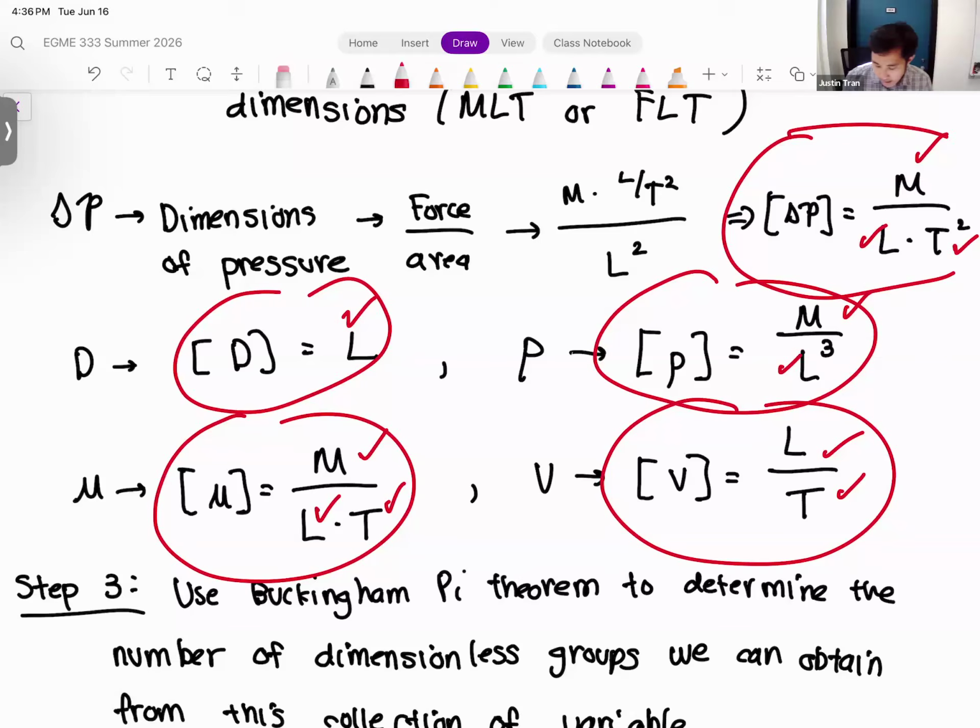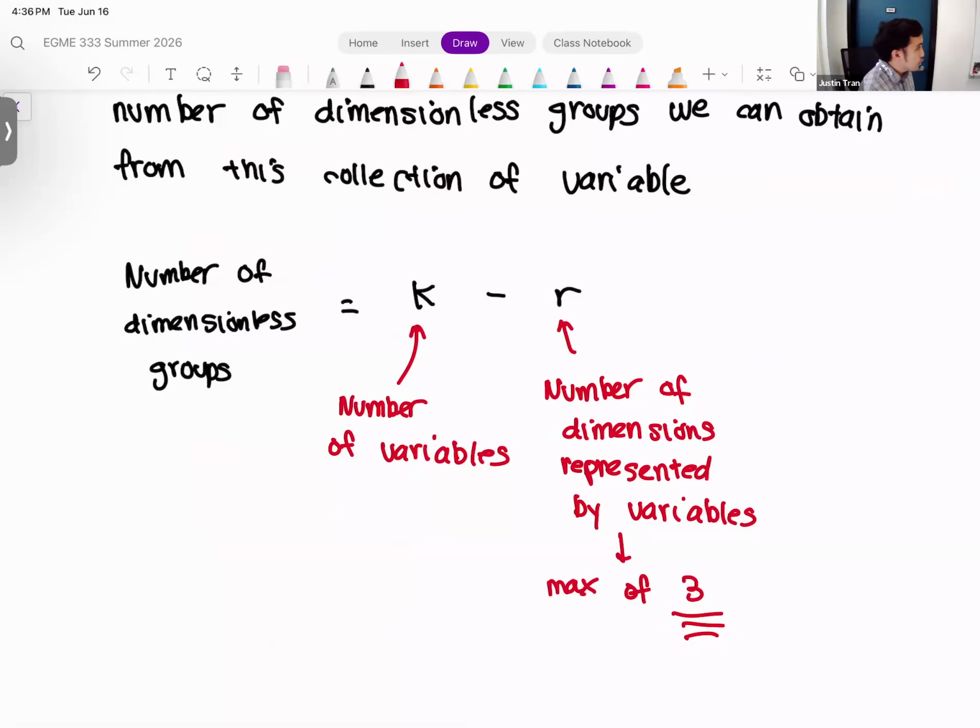And so our R here is going to be 3. And so if we do the math for our example here, we have 5 variables in total, 3 dimensions that are represented. And so the number of dimensionless groups that we're going to have is 2. All right, so very simple. So Buckingham pi, it sounds fancy, sounds British because I think the guy who came up with this was British, but it's really you're just taking the difference between these two.